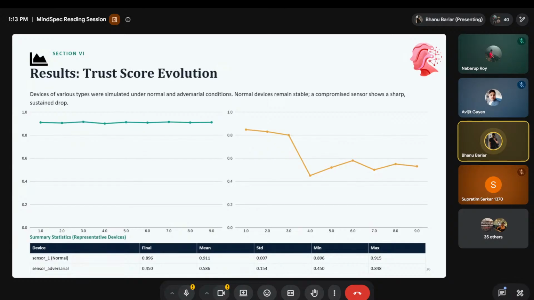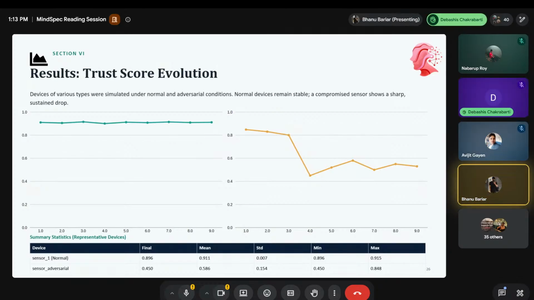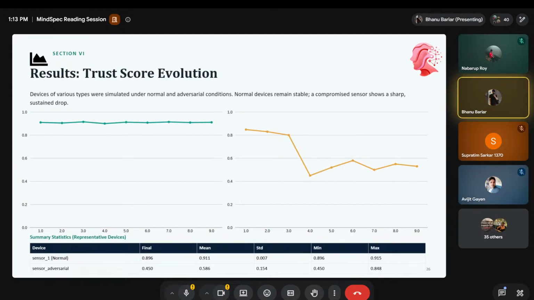The table below summarizes the statistics. For the normal sensor, the final trust score is approximately 0.896 with a very small standard deviation. This indicates stable and reliable behavior. But in contrast, the compromised sensor finishes with a trust score of approximately 0.45, and its standard deviation is also much higher, reflecting unstable and suspicious behavior. This demonstrates one of the key strengths of the proposed framework. That is, it continuously tracks trust evolution rather than making isolated security decisions.